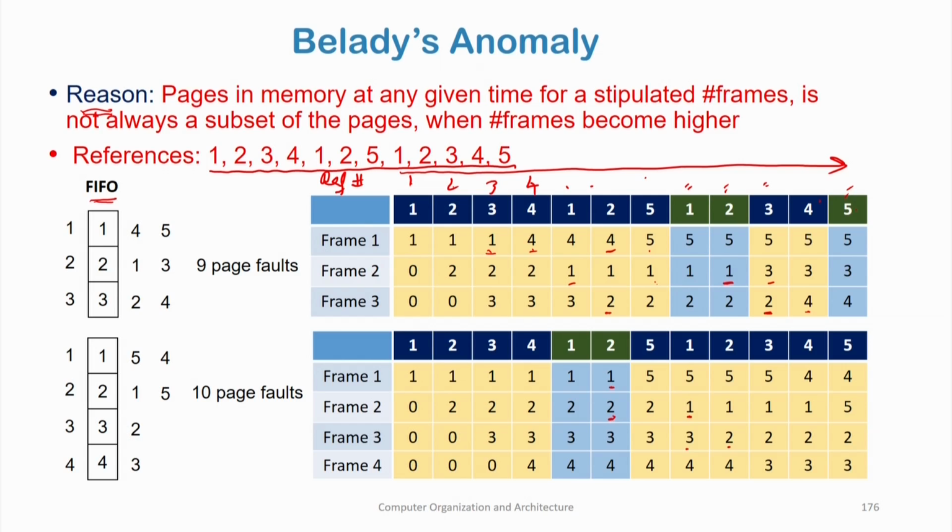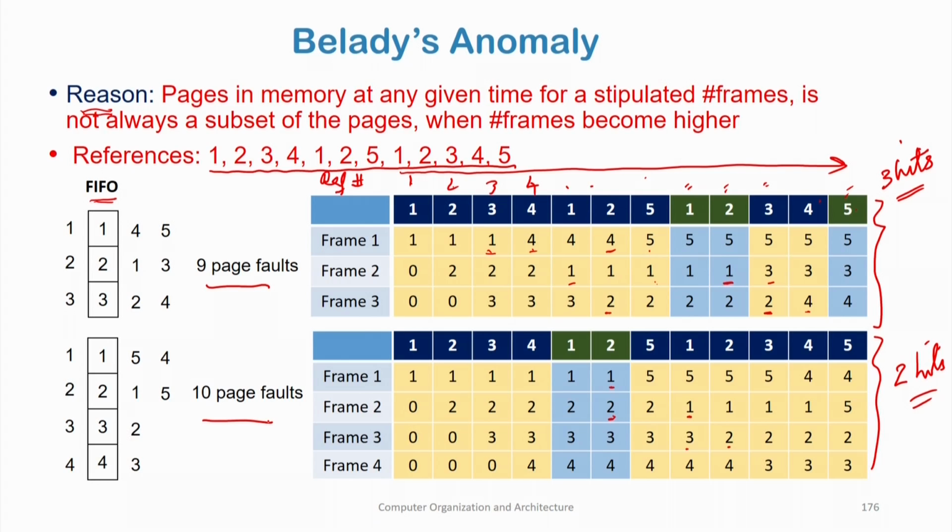Now, we see that when you have 3 frames in memory, the number of page faults is 9, and you have 3 hits. And when you have 4 frames in memory, you have only 2 hits. So, therefore, you have 10 page faults. Here you have 9 faults and here you have 10 faults.